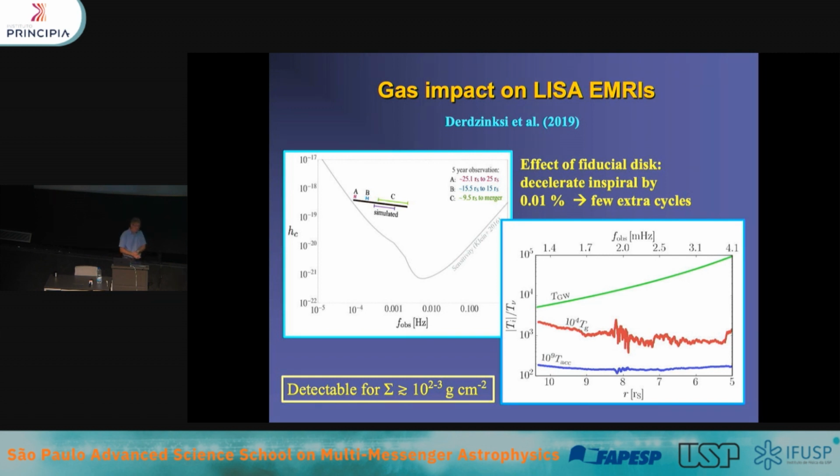And then optimistically, this is very good because, well, you could say that's bad news: LISA might mess up the waveform analysis if you don't take this into account. But optimistically, if you can measure this, then LISA can be turned into an instrument that studies the accretion disks by looking for these subtle distortions. Okay, so that's my last point.